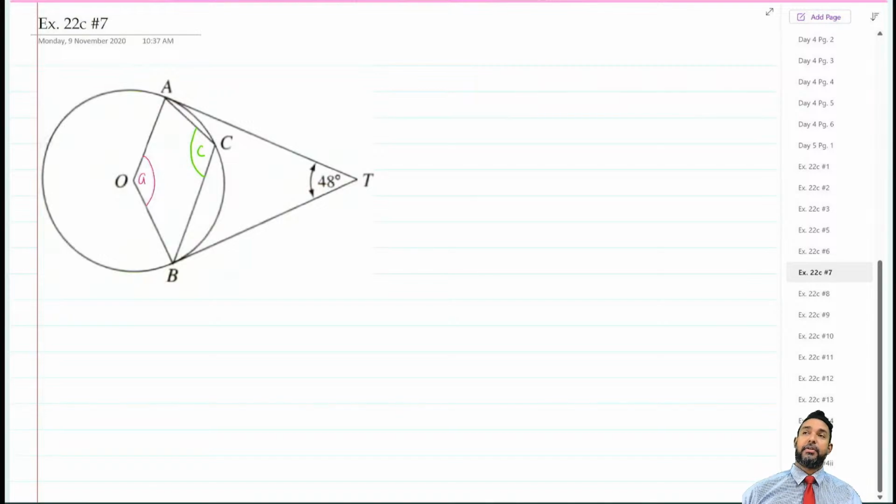A tangent is a straight line that touches a circle at one point. So TA and TB are two tangents to a circle, and they start at the same point, T. And what we learned on Monday is that TA and TB will be equal in length. So TA and TB are equal in length. But go ahead, question.